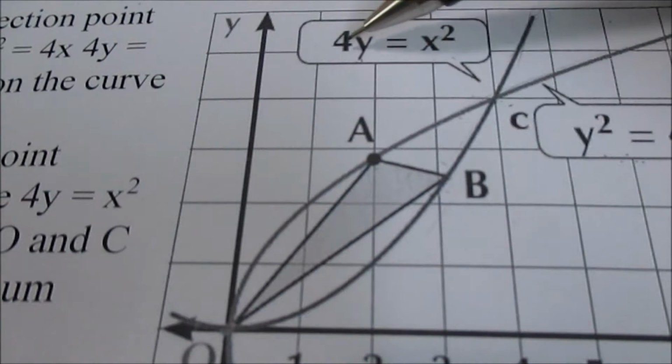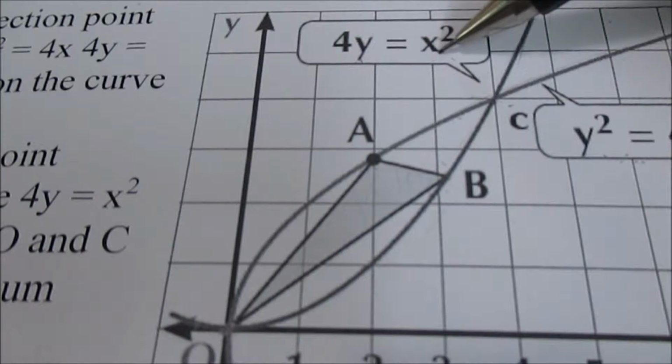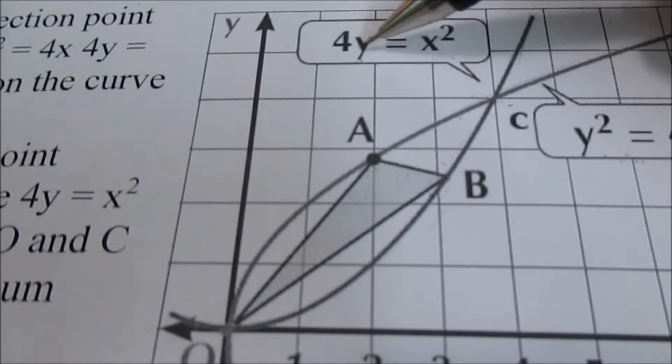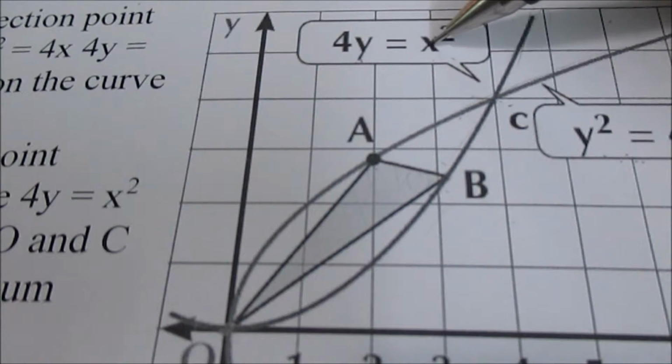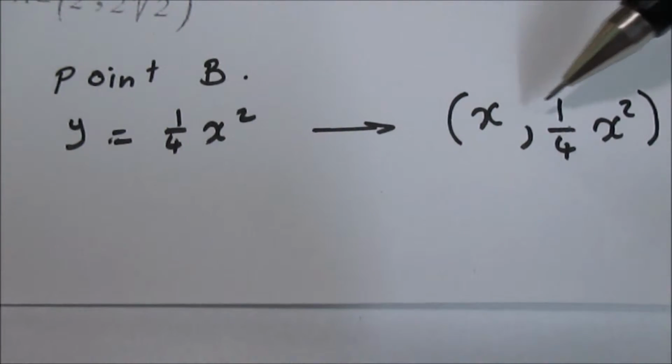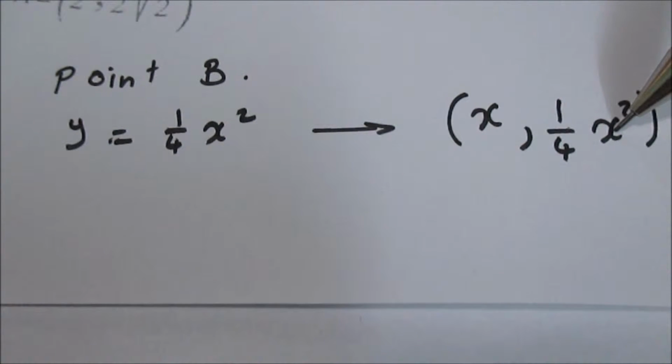Point B lies on the curve 4y equal x squared. X coordinate of point B is unknown, say x. The y coordinate of point B will be x squared divided by 4, that is x squared over 4, or 1 over 4 x squared. Therefore, coordinates of point B will be x, 1 over 4 x squared.